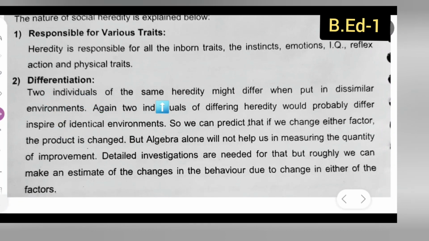Two individuals of the same heredity might differ when put in dissimilar environments. Again, two individuals of differing heredity would probably differ in spite of identical environments. So we can predict that if we change either factor, the product is changed. But algebra alone will not help us in measuring the quantity of improvement. Detailed investigations are needed for that, but roughly we can make an estimate of the changes in the behavior due to the change in either of the factors.